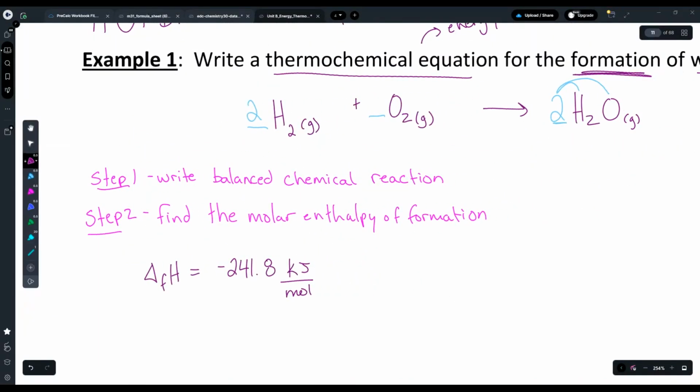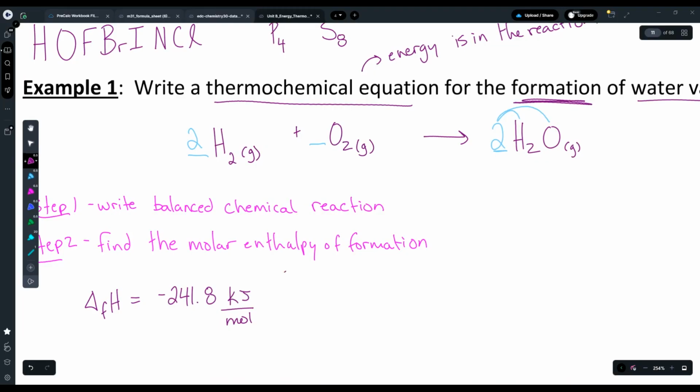Now, since we want a thermochemical equation, we can't just throw molar enthalpy in there because you only report change in enthalpy in a thermochemical equation. You do not report molar enthalpy. Okay, so we need to look, and this is specifically for water vapor. So let's look and see, okay, how many moles of water vapor do we have? We have 2 moles of water vapor.